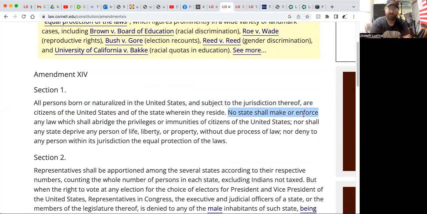It says, no state shall make or enforce any law which shall abridge the privileges or immunities of citizens of the United States. Nor shall any state deprive any person of life, liberty, or property without due process of law, nor deny to any person within its jurisdiction the equal protection of the laws. Now, this is the interesting part here because it says no state shall make or enforce any law which shall abridge the privileges or immunities of citizens of the United States. Okay, so what are their privileges and what are their immunities, right?